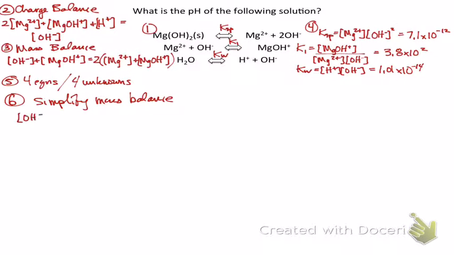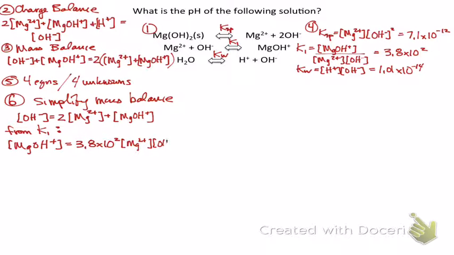So first, I'm going to start by simplifying the mass balance equation. If you look at it, you'll note that MgOH plus exists on both sides of that equation. So I can cross out the one on the left and leave just one of them on the right. And I'm left with the expression that I've written here. OH minus is equal to 2 times magnesium plus the magnesium hydroxide ion. Then from K1, I can write that the magnesium hydroxide, if I rearrange this, is equal to 3.8 times 10 to the second times the magnesium times hydroxide. Next, I can substitute. So now I take my simplified mass balance equation and I substitute in my rearranged K1 to get the following expression.